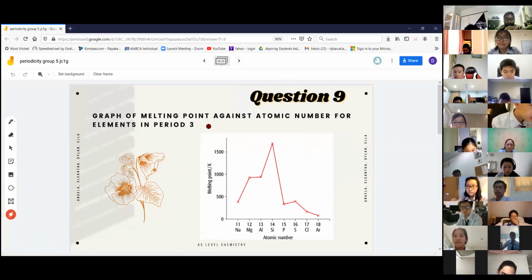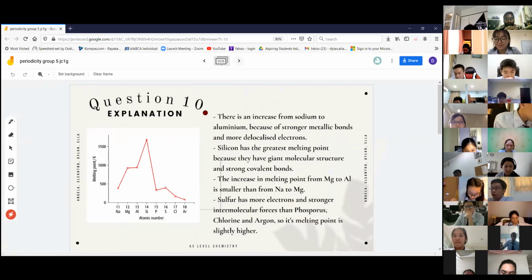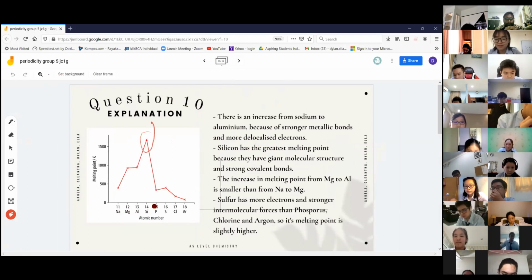This is the graph of melting points against atomic number for elements in period 3. From this graph, we can see that from sodium, magnesium up to aluminium, there's an increase in melting point. This is because of stronger metallic bonds as there are more delocalized electrons and increasing charge on the metal ions. Silicon has the greatest melting point because silicon has a giant molecular structure and has strong covalent bonds. The increase in melting point from magnesium to aluminium is smaller than from sodium to magnesium.